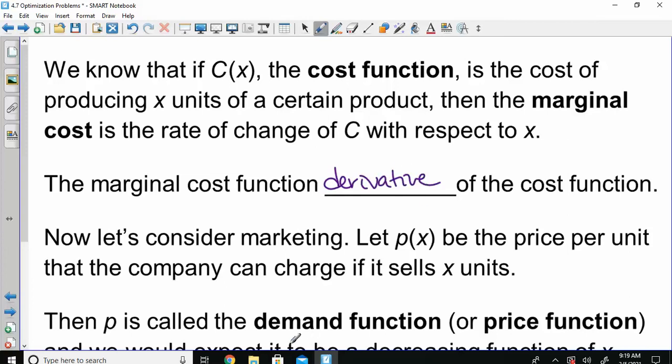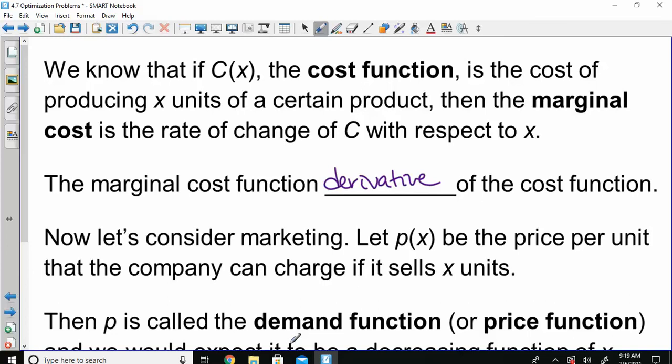When you're talking about marketing, you're not only concerned with the cost. You're concerned with the entire demand function. You want to know, what price should I sell my product for so I can make the most money? And if you're trying to decide how much to charge for your product, you have to consider a couple different things. You have to consider how much it is costing you to make the product, because you obviously don't want to sell it for less than you spent on it.